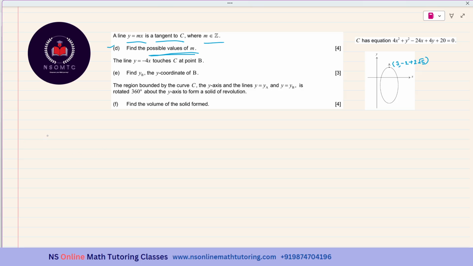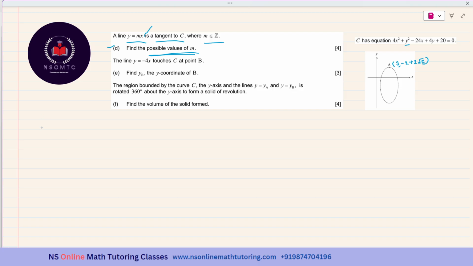Okay, so if C had an equation or expression containing only x, then we could have equated C's expression with mx, because both are equal to y. But C does not have a function expression. In this expression we have both the x and the y terms. Therefore, we will be substituting mx in place of y.